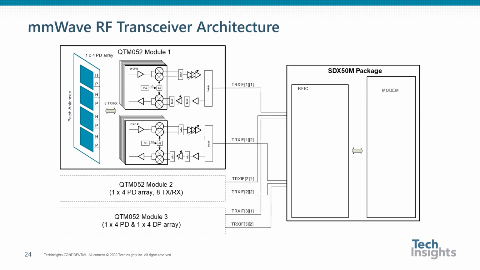So after the analysis of the RF transceiver and the QTM052 module, the overall architecture looks like this. 3 antenna modules with a total of 16 antennae. Each antenna module has a transceiver die that converts and combines the antenna streams at IF, at which point they are routed to the modem SoC.